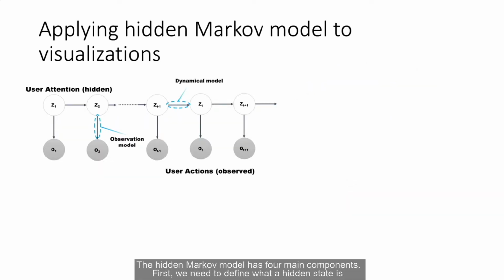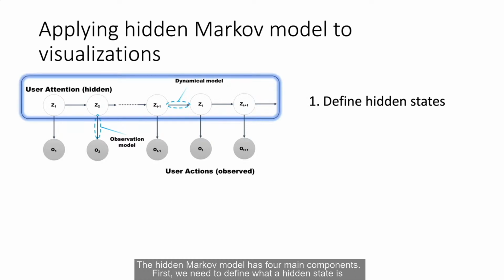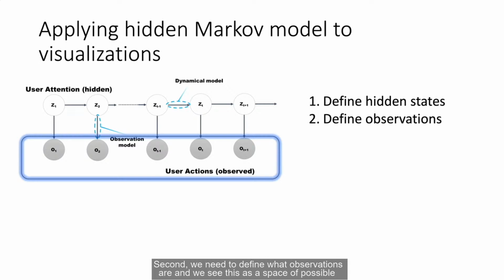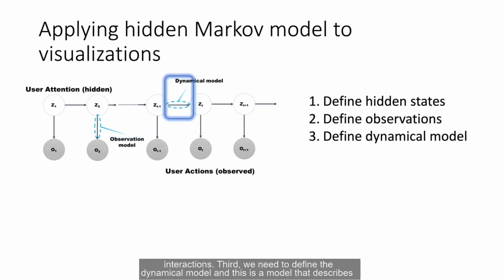The hidden Markov model has 4 main components. First, we need to define what a hidden state is, and this is the space of possible interests that are driven by salient visual features. Second, we need to define what observations are, and we see this as a space of possible interactions. Third, we need to define the dynamical model, and this is a model that describes how users' attention evolves over time.